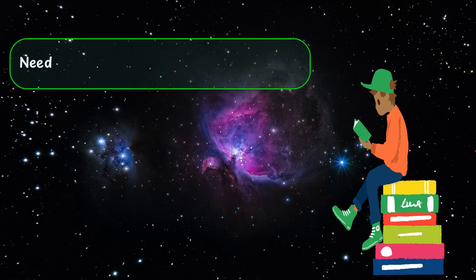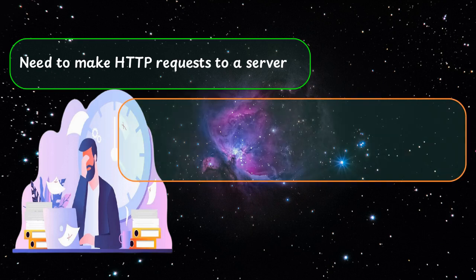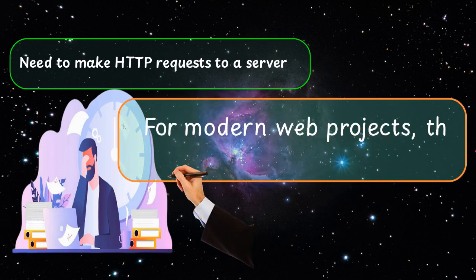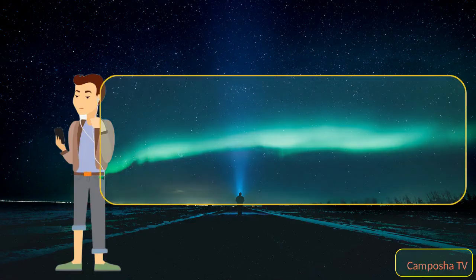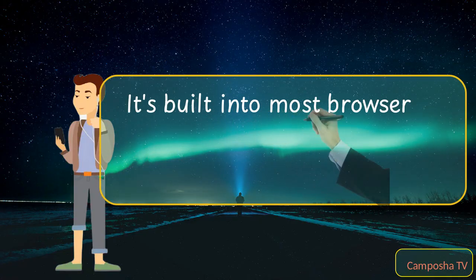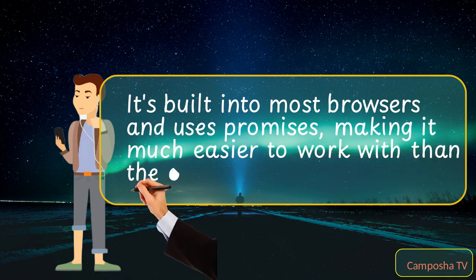I'm working on a web project and need to make HTTP requests to a server. What's the best way to do this in modern JavaScript? For modern web projects, the Fetch API is a great choice. It's built into most browsers and uses promises, making it much easier to work with than the older XMLHttpRequest.